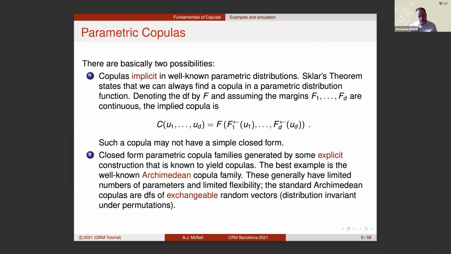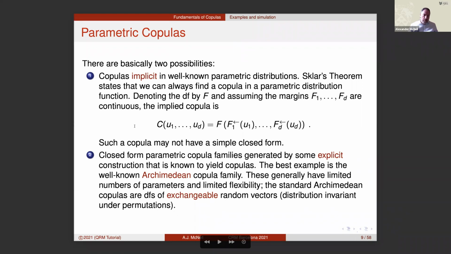Okay, so where do you find copulas? Well, there are basically 2 possibilities. One is you use Sklar's theorem and you look inside well-known parametric distributions and you take their copulas. So you look inside the multivariate normal and you take the copula from that, and that's the Gauss copula from the Gaussian distribution. Or you look inside the multivariate Student t and you take the copula out of that. As I said, there is always an extraction operation that you can use to take the copula C out of the distribution function F using the quantiles. Such a copula may not have a simple closed form.